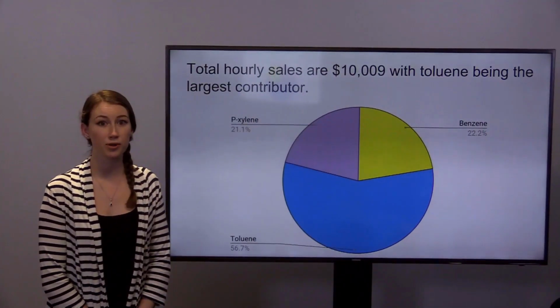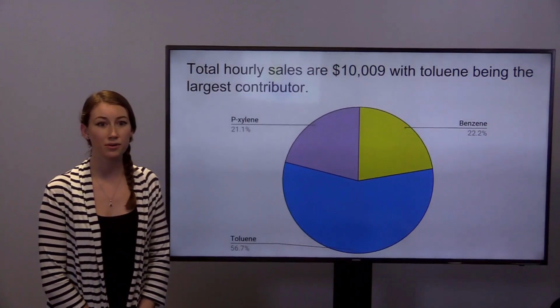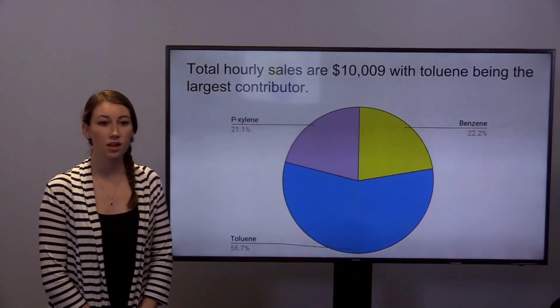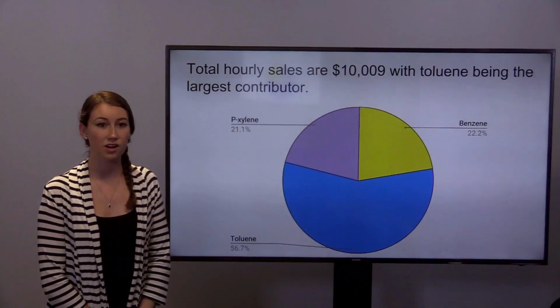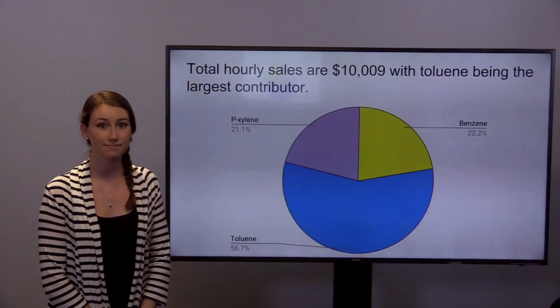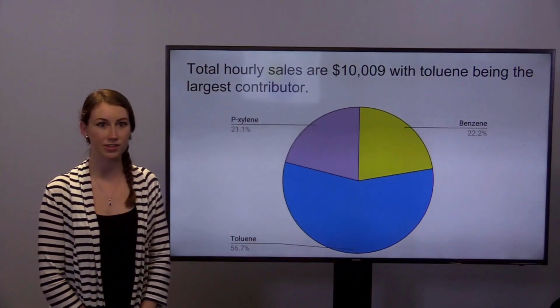Sales of the proposed chemical plant are $10,000 per hour. The largest component is toluene, with over 56% of sales. Unfortunately, the desired products are paraxylene and benzene, which together are less than half of our sales. Toluene is over 56% of our sales per hour.